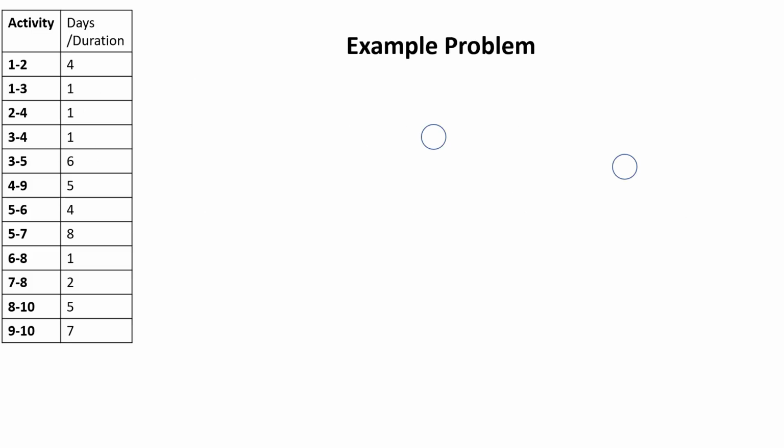So let us see an example problem. Here on the table on the left side, you can see activities are given: 1 to 2, 1 to 3, 2 to 4, 3 to 4, 3 to 5, 4 to 9, and so on till 9 to 10. And we have days or duration it will take to complete these activities.